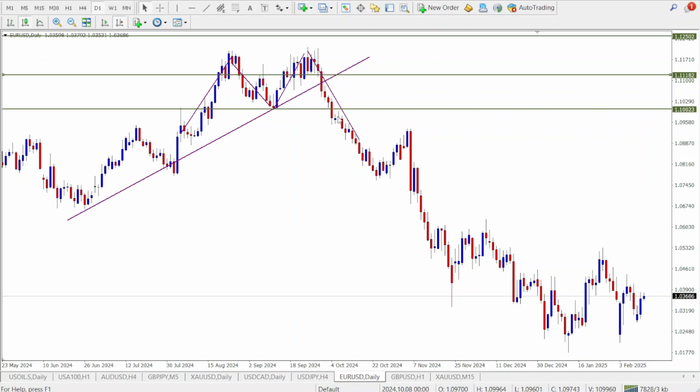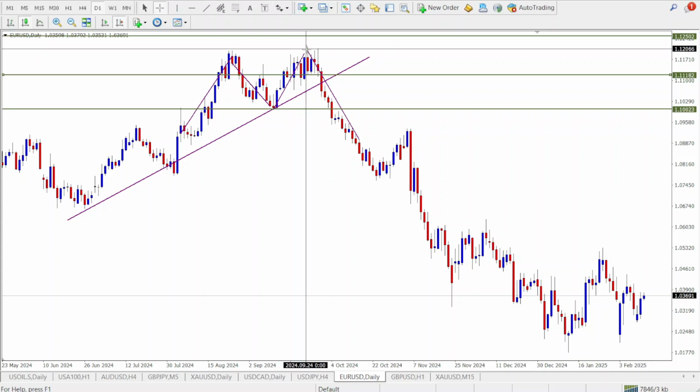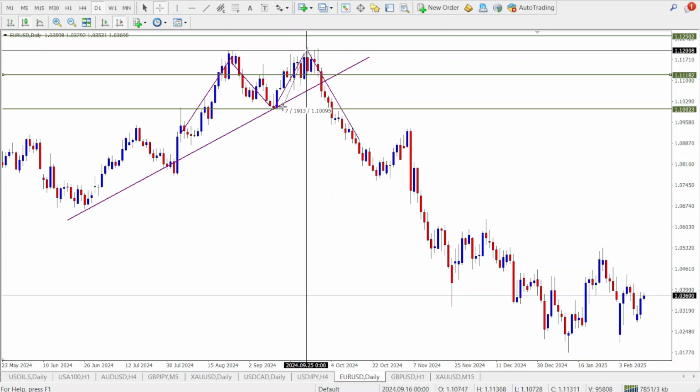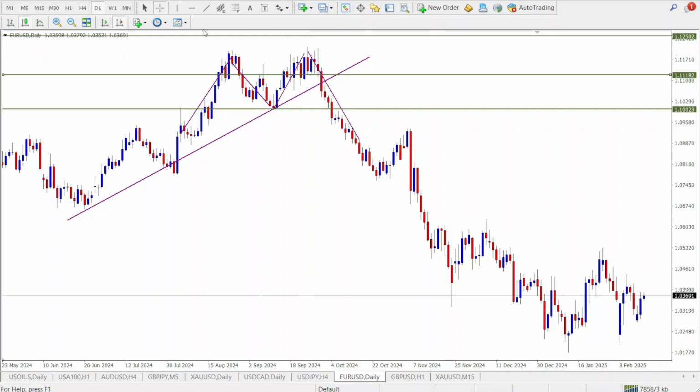Then you set your stop loss above the second peak. All right, your target should be equal to the distance between the peaks and the neckline. So if the distance between the peaks and the neckline is, say, about 200 pips, then your potential profit target should be about 200 pips as well. All right, so we would have been exiting somewhere around here.